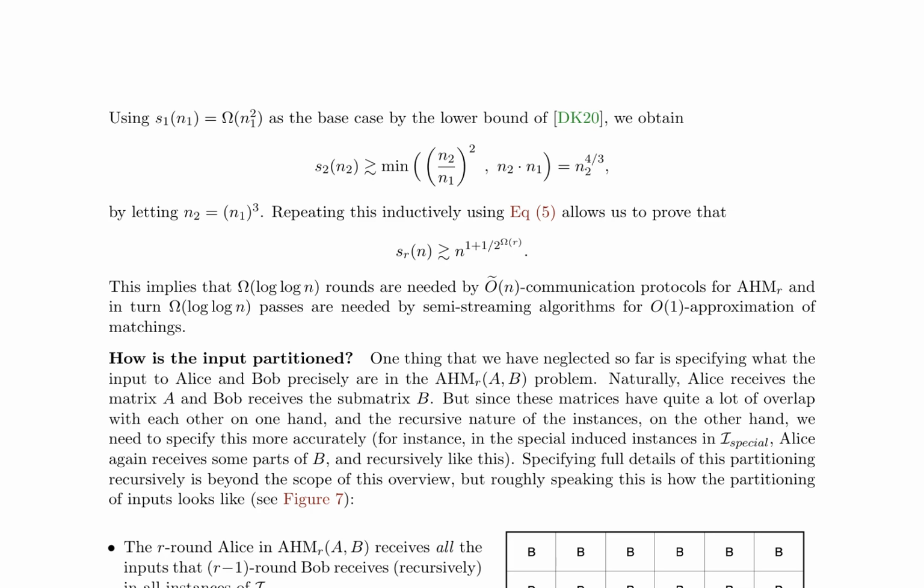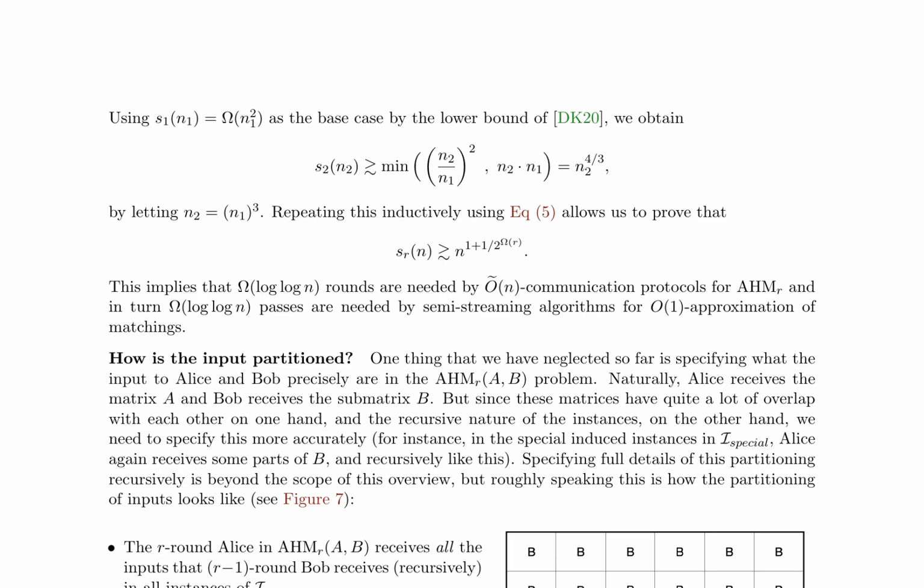The Alice and Bob matching problem, a fundamental challenge in communication complexity, is addressed in this paper, focusing on the lower bound for the number of rounds required. By employing a recursive approach, the authors establish that at least Ω(log n) rounds are necessary for Õ(n) communication protocols to solve the AHM problem. Consequently, this implies that semi-streaming algorithms require at least Ω(log n) passes to achieve an O(1) approximation of matchings.